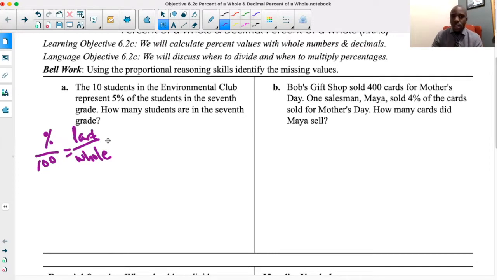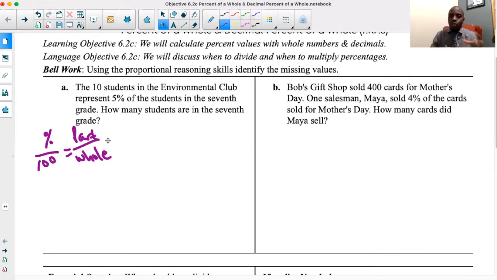The 10 students in the environmental club represent 5% of the students in the 7th grade. So when I think about this, the part here is the environmental club, whereas the whole is going to represent the 7th grade. Notice that there are 2 different categories: all the 7th graders, and every club that exists. And then the part is only focusing on those who are in the environmental club.